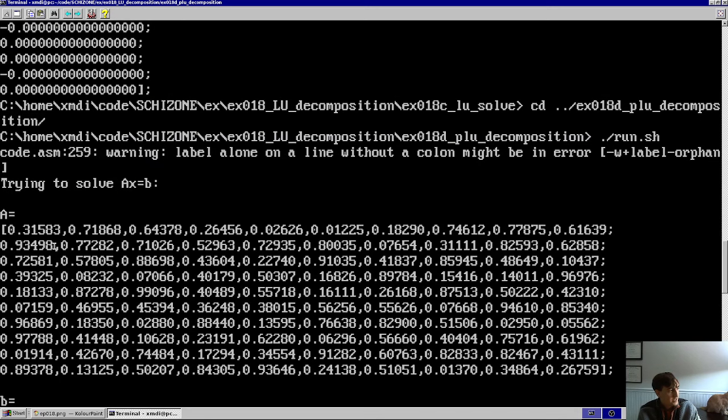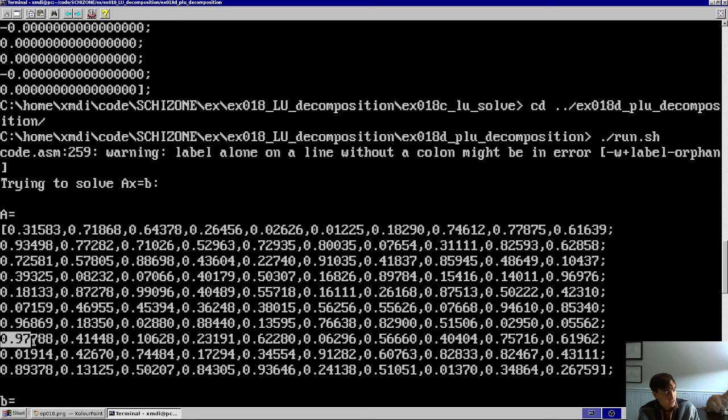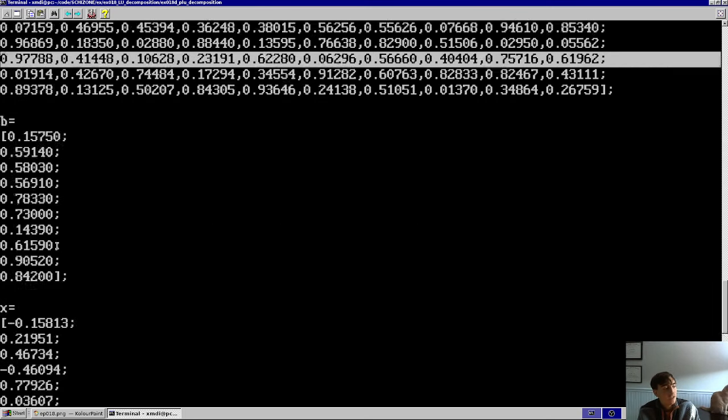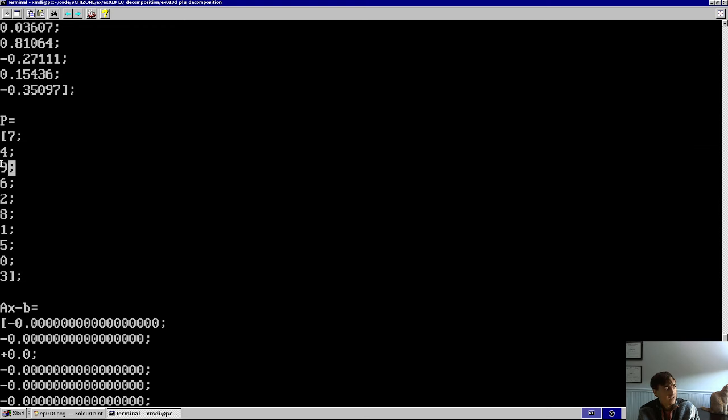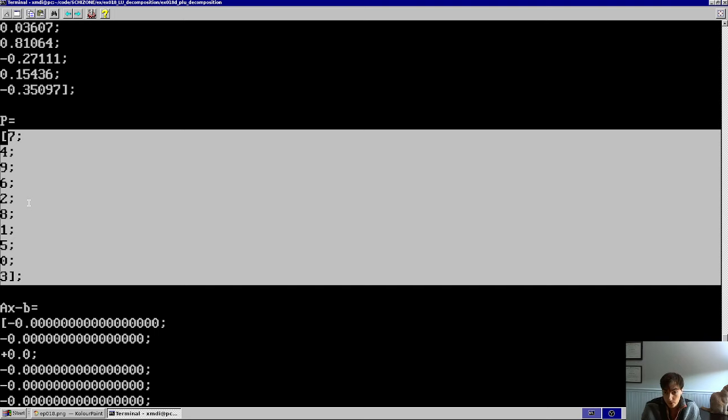Can we tell that? Let's see. Looking at the first column of the A matrix, is the seventh row, aka the eighth row, this one, the highest absolute value? The answer is yes. And so you can begin to see how that permutation has an effect. It's basically pulling the row that has the highest absolute value at the ith column into the ith diagonal. And so we've dragged the seventh row of our A matrix up here. Similarly, we would then grab the fourth row, the ninth row, the sixth row. You can see this P vector tells you which rows we've grabbed in which order.